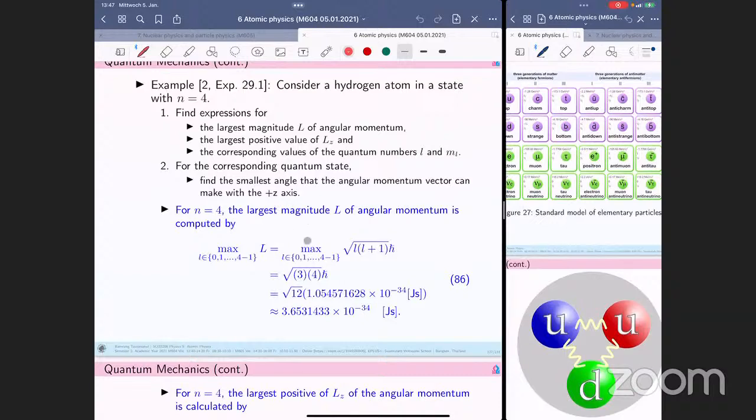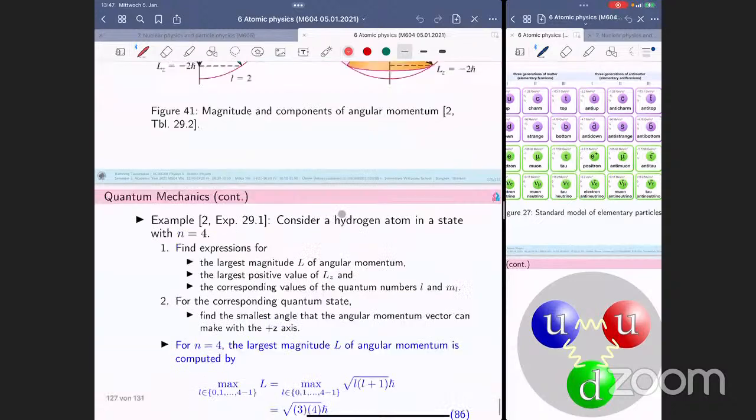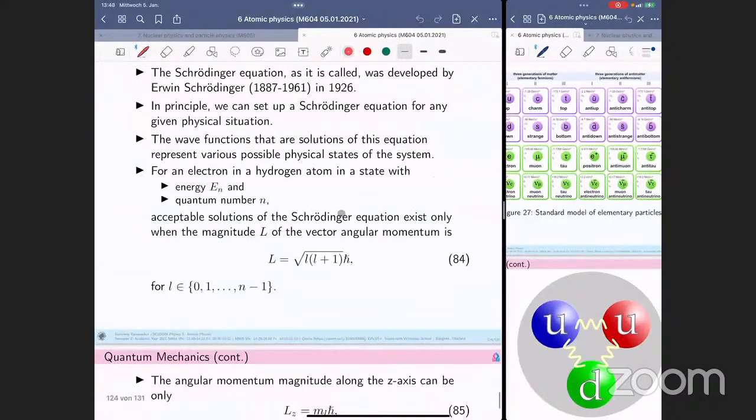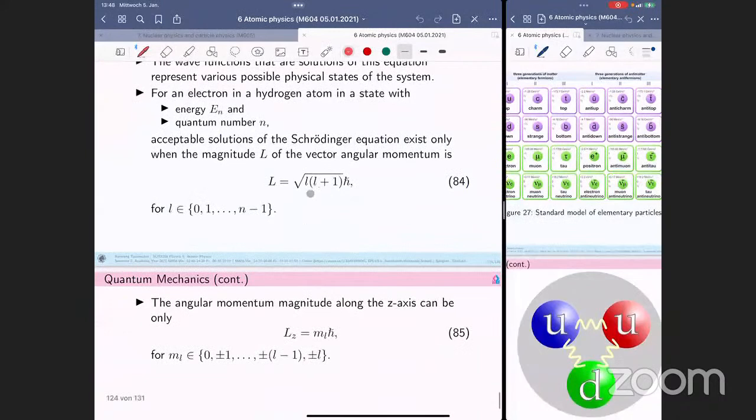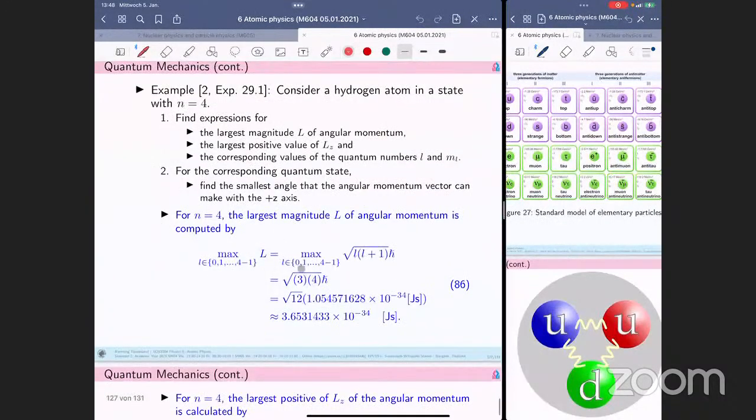Okay, for n equal to 4, we can try to maximize L, which is the magnitude of the angular momentum vector. We get this one, and l can go from 0, 1, 2, 3, 4. But because n is equal to 4, the maximum value will be only 3. So l could be 0, 1, 2, 3. So 3 will be here.